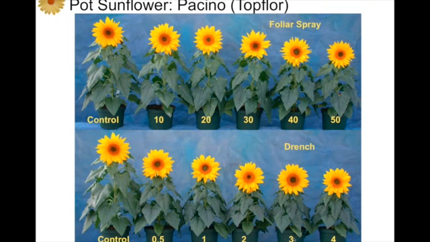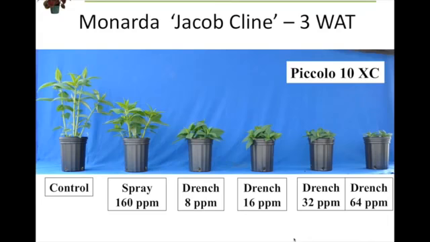So here's some results that we had with Top Floor a few years ago. You see the response of increasing rate of foliar sprays from 0 to 50 on the top photo, and the bottom photos the drench application. So you can see, you know, you get in many cases a little more control with a drench than you do with the foliar spray.